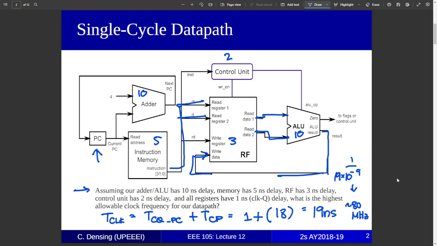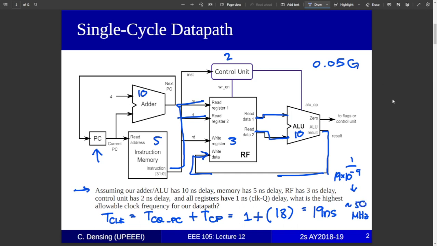Is this 80 megahertz? 1 over 20 would be 0.05. Nano becomes giga. Actually, 50 megahertz. My bad.